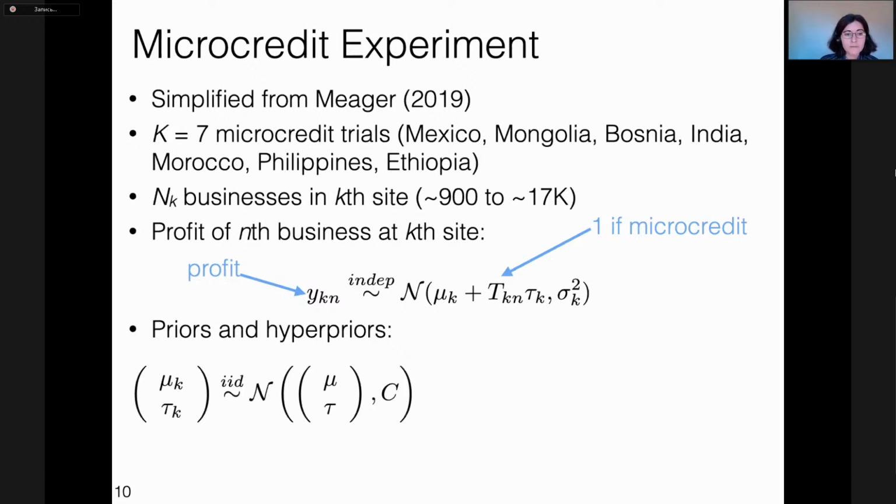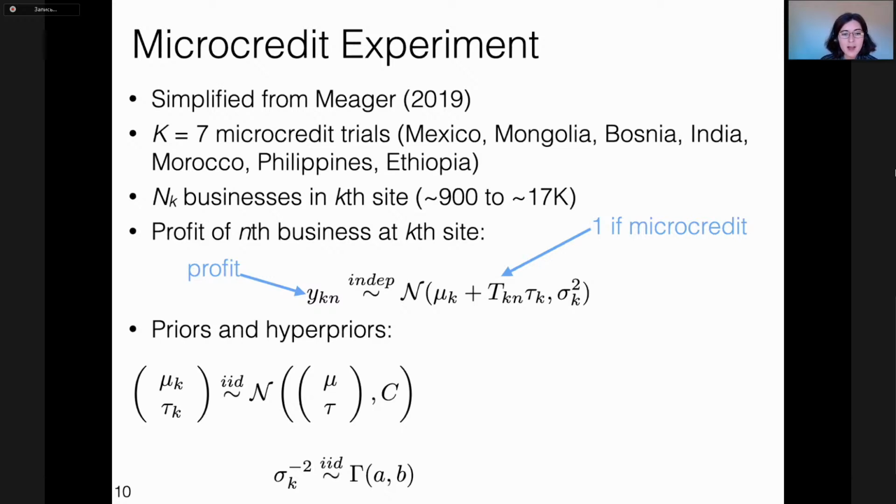So here, one potential thing we could do is say we have a normal prior. For each site, there's the site-specific profit without microcredit, and then the effect of microcredit. And we'll say that's normal around some global profit mu and some global effect of microcredit tau. If there was only one parameter that we cared about in this model, it's probably tau without a subscript, because that's the global effect of microcredit. Maybe it's helpful, maybe it's not, we want to know. And this normal model lets these things take on negative, zero, or positive values. And then C is some unknown covariance.